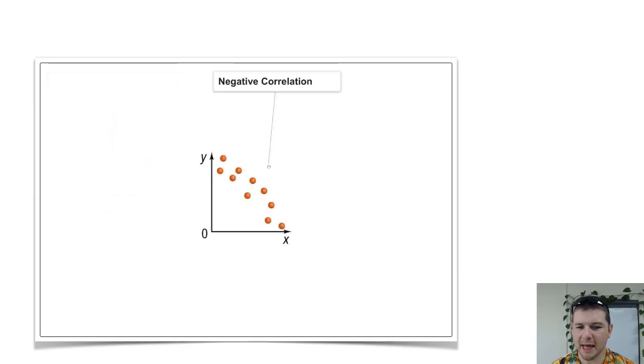In the middle, negative correlation. As x increases, y decreases. So they're working in opposite directions, like a seesaw.